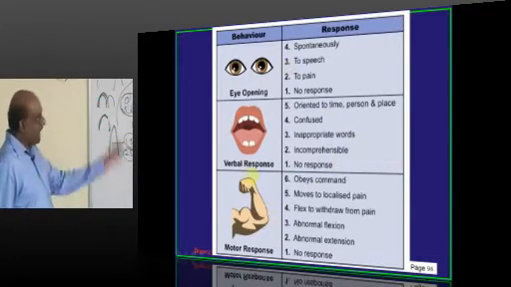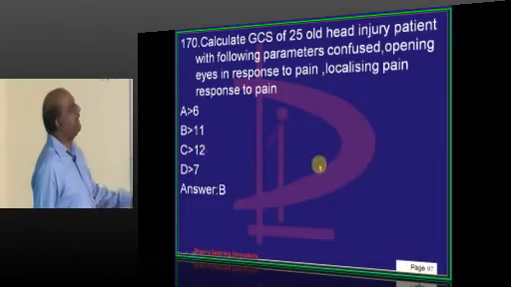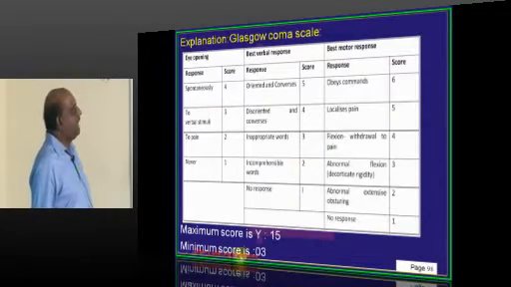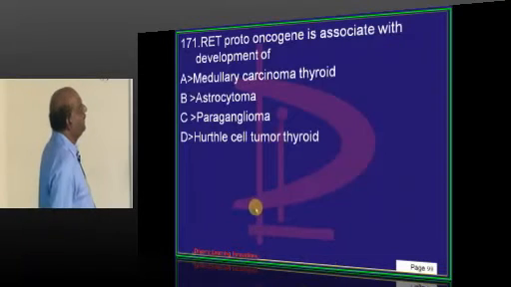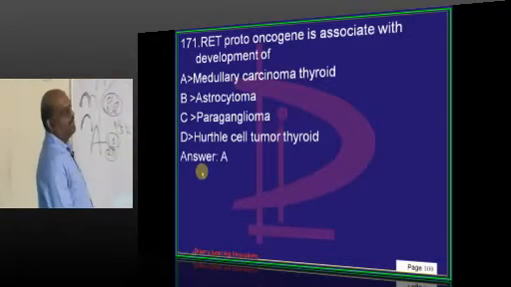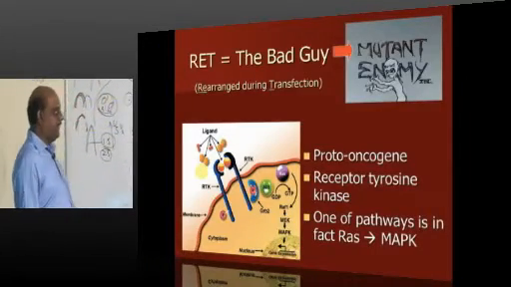So, you have to calculate using that calculation in this given case. What is the answer? It is 11. Maximum score is 15, but minimum is 3. RET proto-oncogene is that one which you see in medullary carcinoma of thyroid.